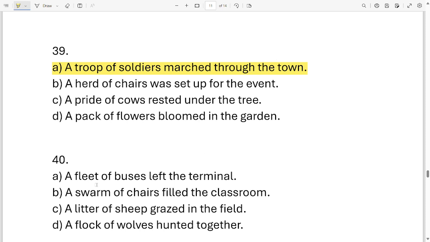Okay, next one. Next question. A fleet of buses left the terminal. A swamp of chairs filled the classroom. A litter of sheep gazed in the field. A flock of wolves hunted together. Out of these 4 sentences, identify which sentence has used the collective noun correctly. Is it A, is it B, is it C, or is it D?